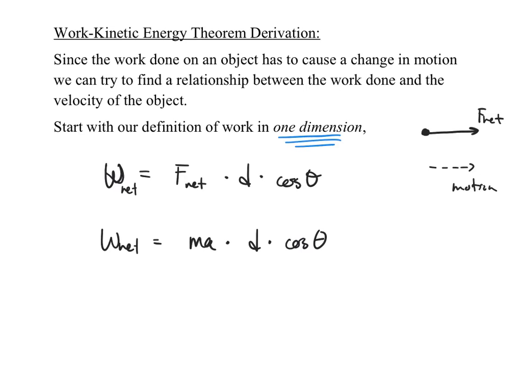Very loud. So the net force is to the right, the motion of the object is to the right. What does that make theta equal to? If I'm pushing it to the right and it's moving to the right, what's the angle between these two vectors? Zero. So cosine of 0. What's the cosine of 0? Just 1. So this really becomes W net equals MAD.